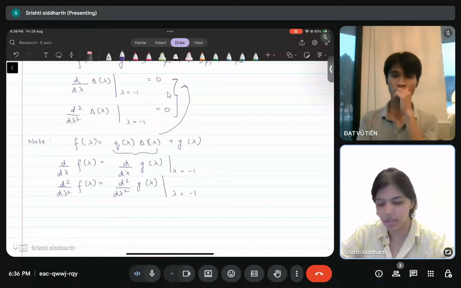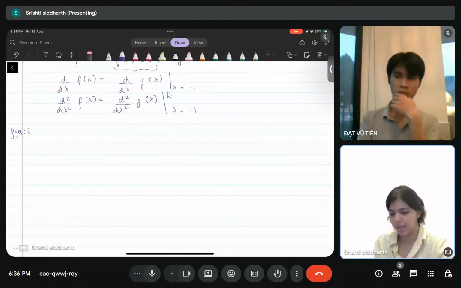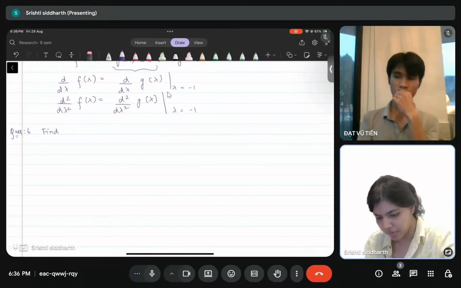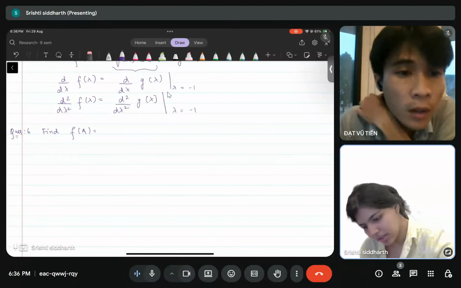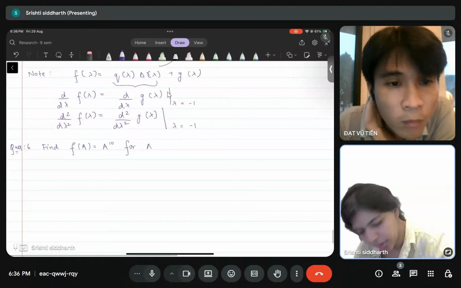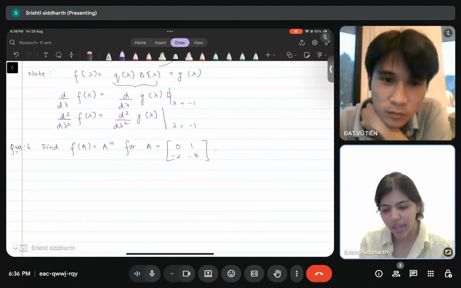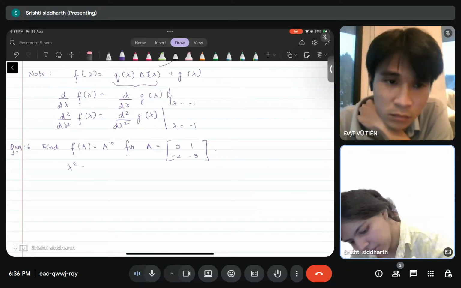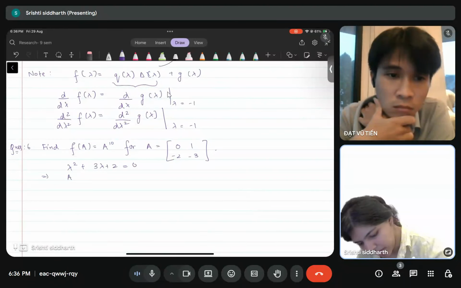Okay, so let's look at a question. This is really confusing. So, question 6. Find a to the power. Okay, so I'm going to write down the function. F of A is A to the power 10 for a matrix A given by 0, 1, minus 2, minus 3. Okay, you already know the characteristic equation, which is lambda square plus 3 lambda plus 2 equals 0. This means that we have A square plus 3A plus 2I equals 0.